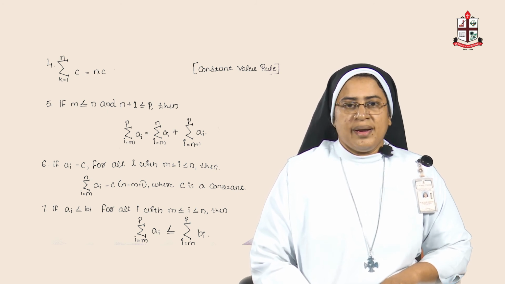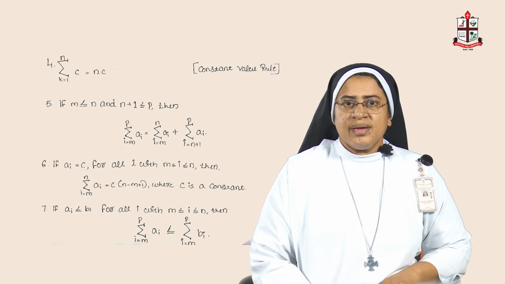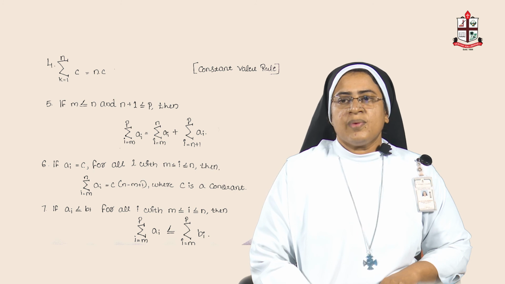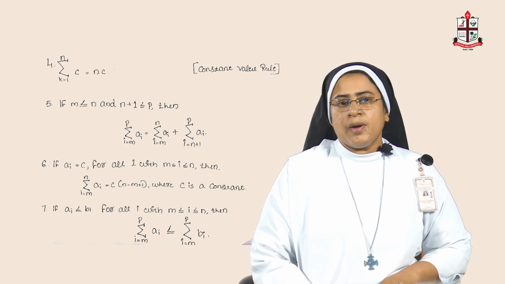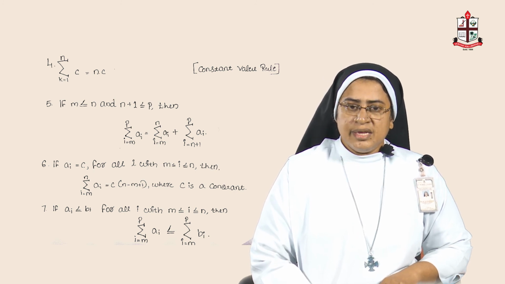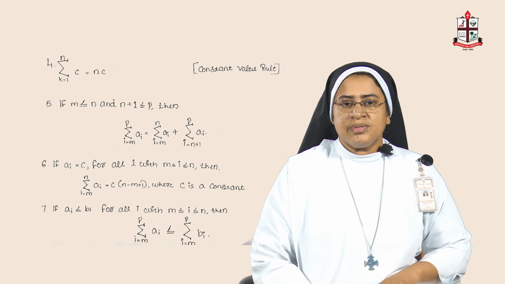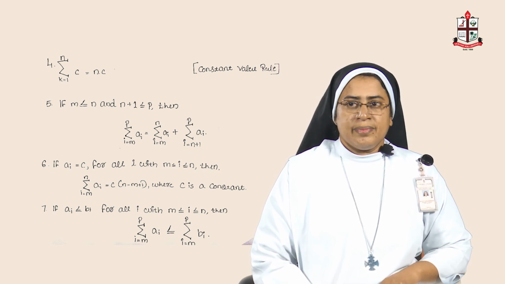The seventh one, if ai is less than or equal to bi for all i, m less than or equal to i less than or equal to n. In the seventh property, we are saying that sigma i equals m to n ai is less than or equal to sigma i equals m to n bi.